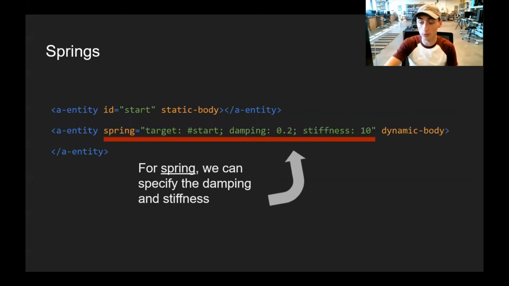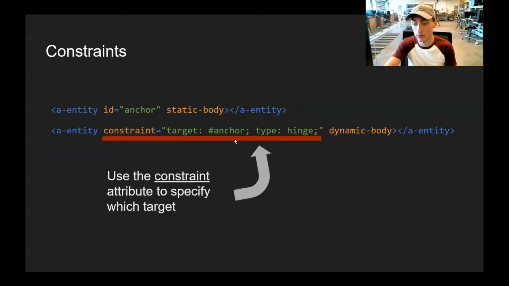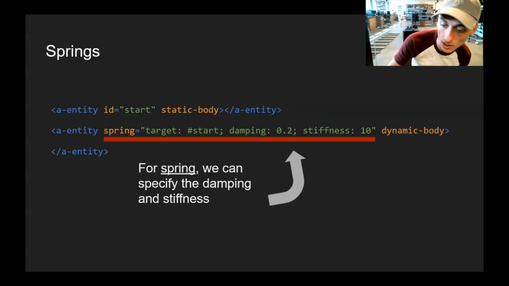All right, so springs are a special type of constraint, and they have their own attributes. Instead of setting constraint and setting type spring, spring is its own kind of constraint, so you use the spring attribute. Similar to constraint, you set an ID and then you have your target. So if your ID is start, then your target is hashtag start to connect the two. And for spring, you can set properties like damping and stiffness as well.